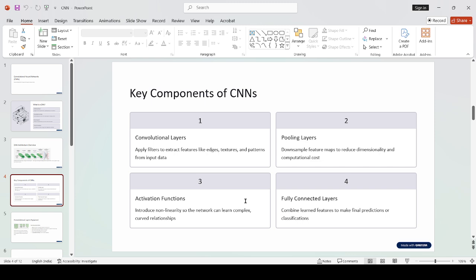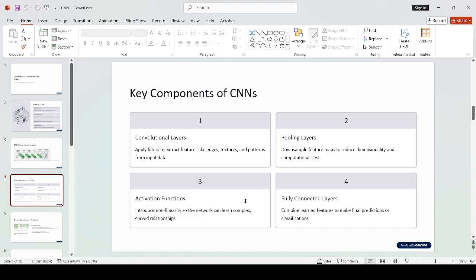There are four important components in a typical CNN. The first is the convolutional layer. It applies filters to the input and extracts features such as edges, textures, and patterns. The second is the pooling layer. Pooling reduces the spatial dimensions of the feature maps while retaining important information.